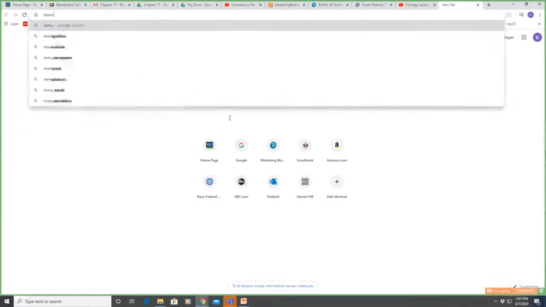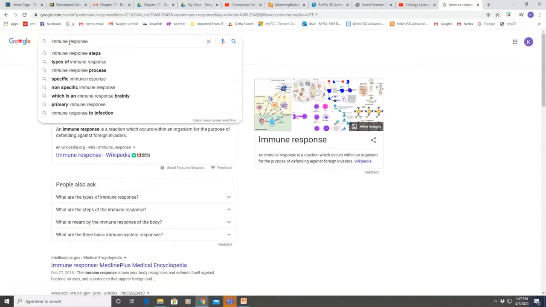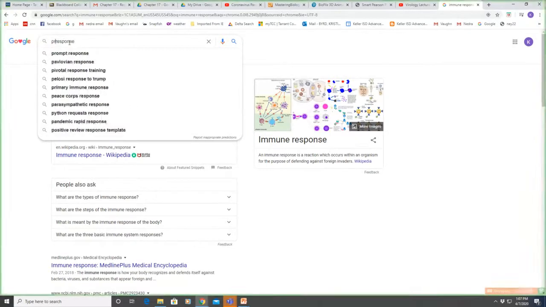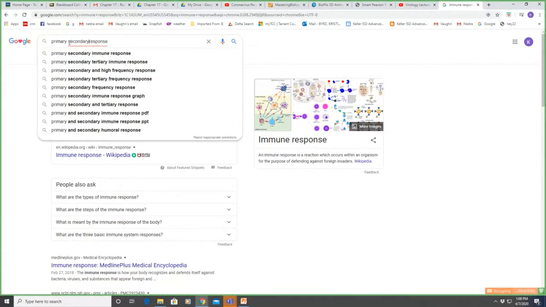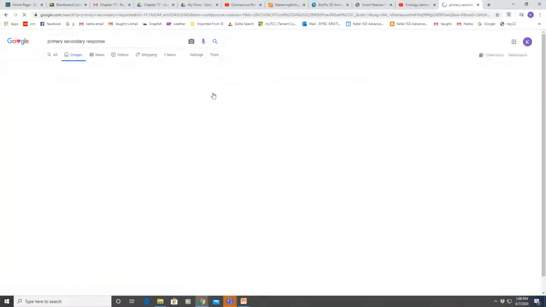Immune response. I like this. I'm on my desk computer, my office computer in my house, and it's so much nicer because I can just change screens. Oops. Okay, so this will kind of show us.